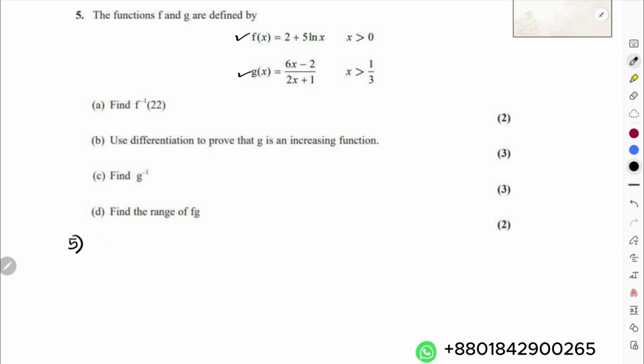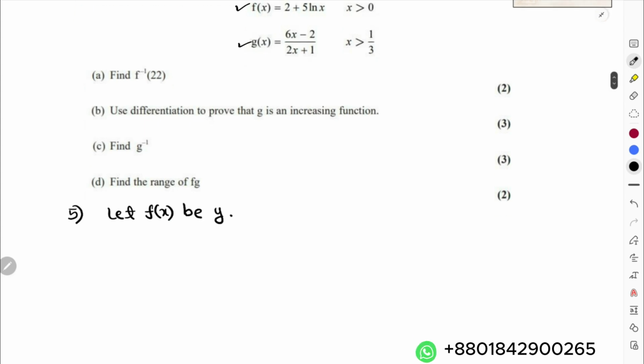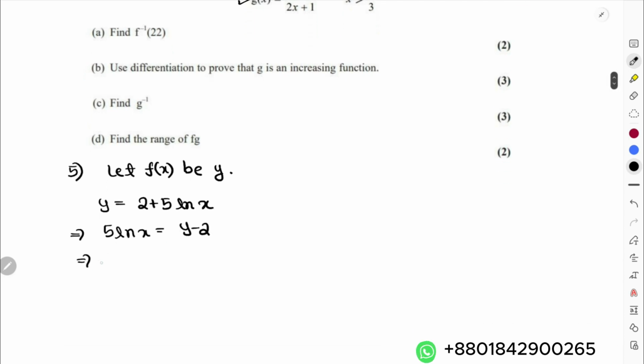To find f inverse, we write the equation: let f(x) be y. From there, I can write down the equation y = 2 + 5 ln x. From there, we get 5 ln x = y − 2, and x will eventually become e^((y − 2)/5). So f inverse of x is just going to be e^((x − 2)/5).